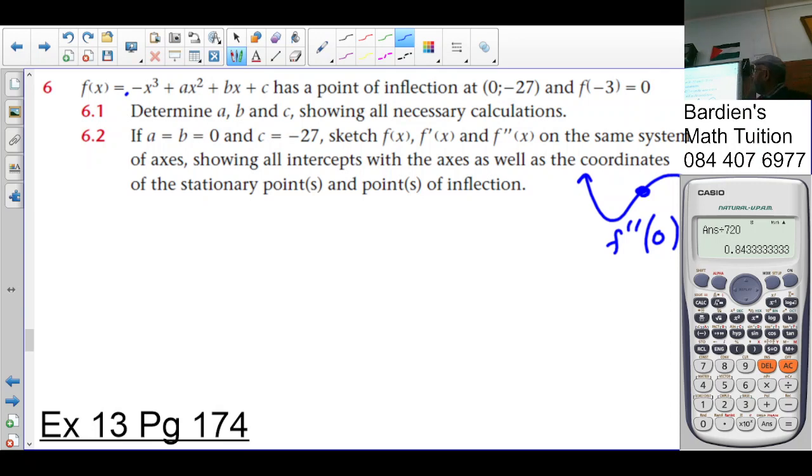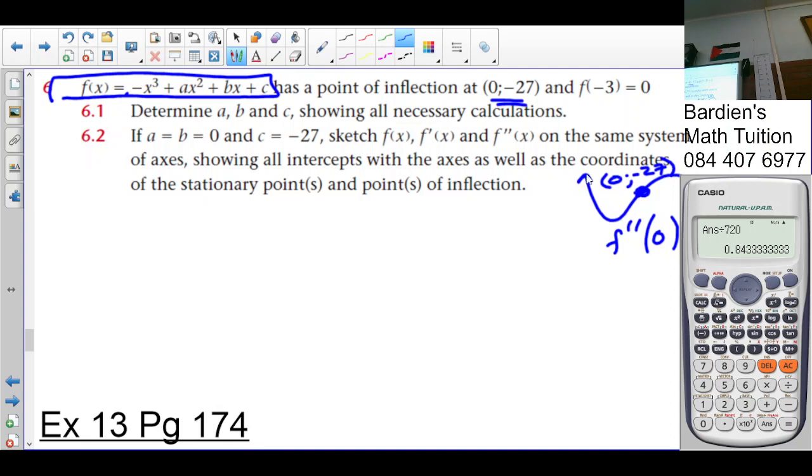Okay. People, at this point, if you work out the point of inflection, what do we do? We work out the second derivative and we set it equal to 0. So f double prime of 0 is 0. Also, that point is lying on this graph. So the coordinates of this point are 0 and negative 27. Can you see that, people? Since the point of inflection occurs at 0 and negative 27, the graph is going through 0 and negative 27. Two bits of information from that point alone.